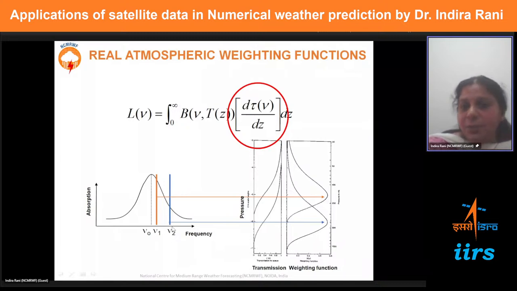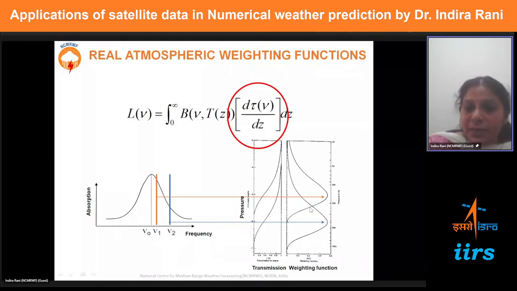And depending on where the absorption is maximum, where the contribution from the atmosphere is maximum, the weighting function varies. The shape of the weighting function will be like this. So here we have the particular frequencies nu 0, nu 1 and nu 2. Here we can see that depending on the frequency or the channel selection, we get different weighting functions.